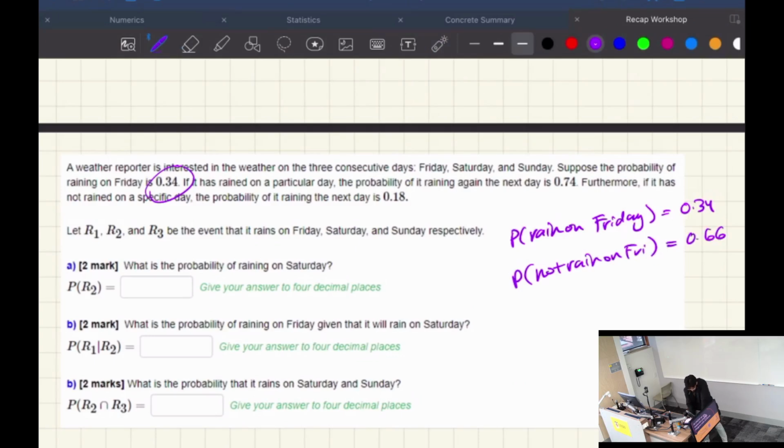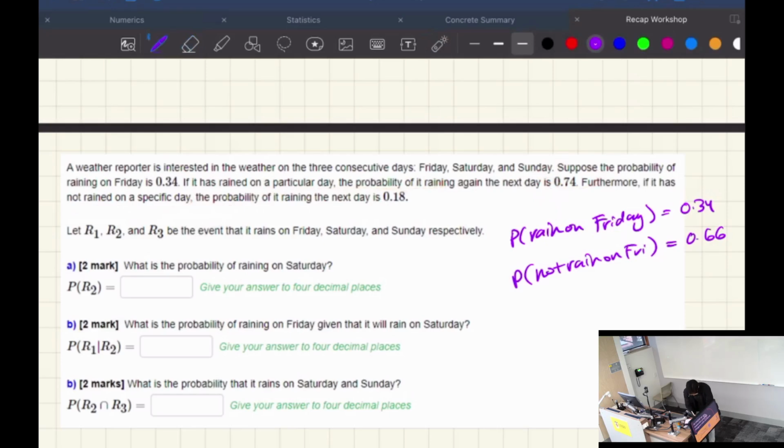If it has rained on a particular day, the probability of it raining the next day is 0.74. So if you want to find the probability of it raining on Sunday, you first find the probability of it raining on Saturday, then multiply that by this. Furthermore, if it has not rained on a specific day, its probability of raining on the next day is 0.18.